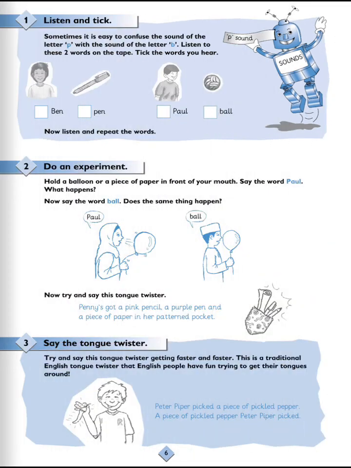Exercise number 1. Listen and tick. Sometimes it's easy to confuse the sound of the letter P with the sound of the letter B. Listen to these 2 words on the top. Tick the words you hear.